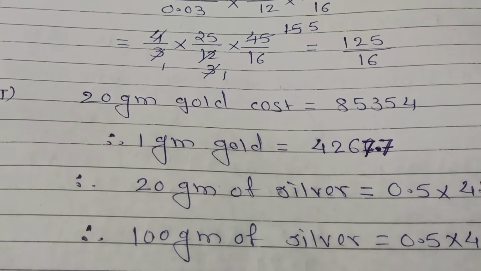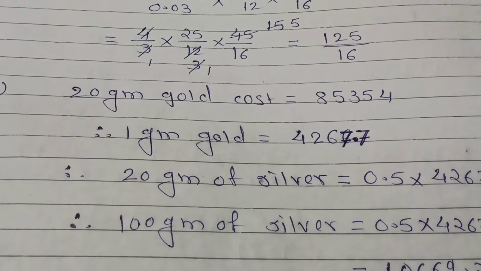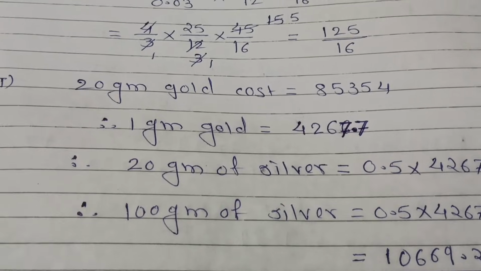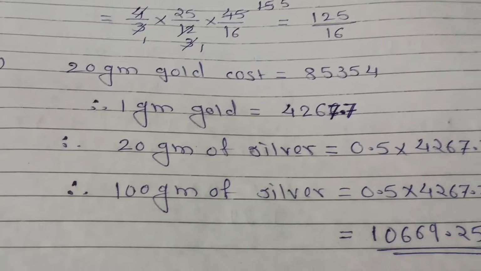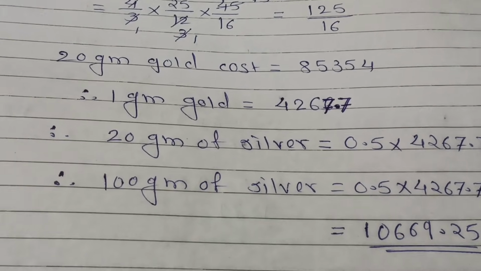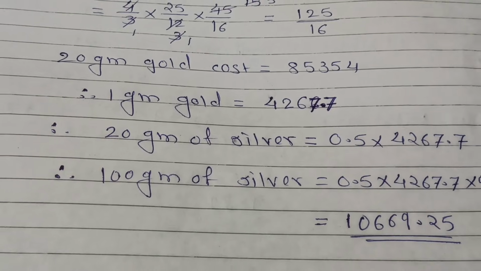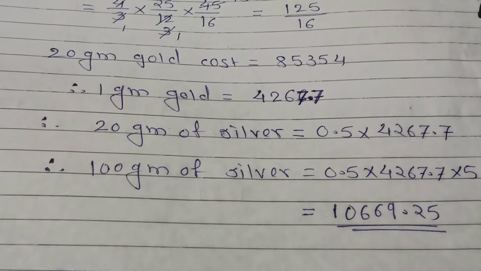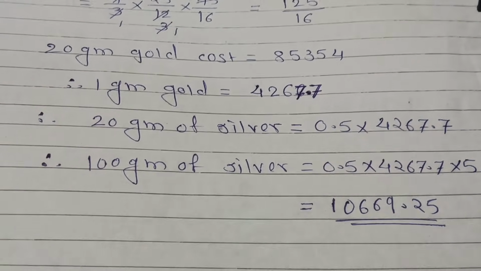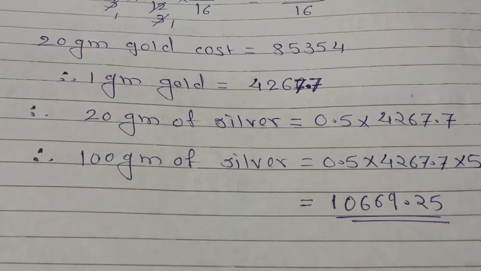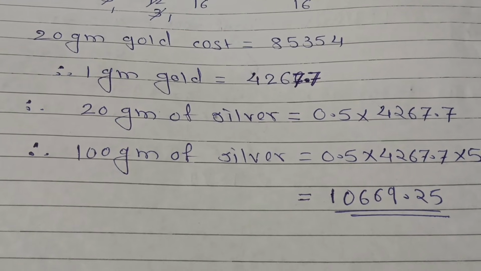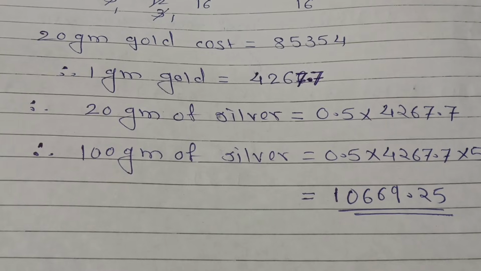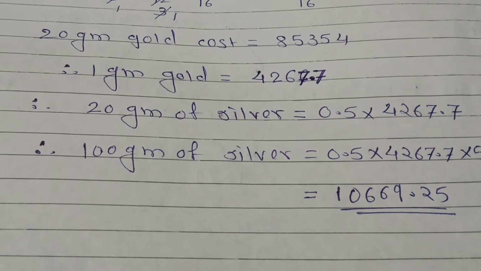Now for the second statement, the 20 grams gold cost is given. From that we have to find the cost of 1 gram of gold by dividing it by 20. The cost of 20 grams of silver is 0.5 times the cost of 1 gram of gold. So we have to multiply it by 0.5 to get the cost of 20 grams of silver. So 100 grams of silver becomes 10669.25. So the second statement is true, but the first statement is false.